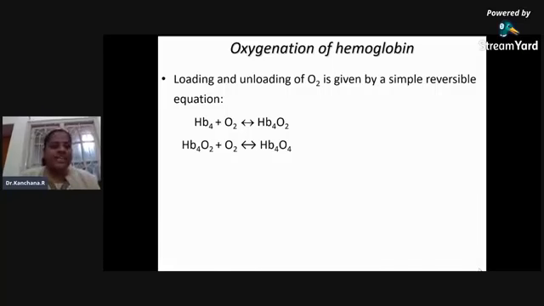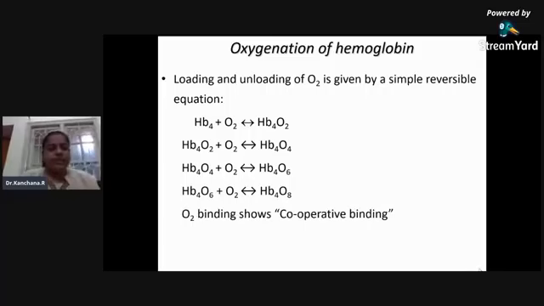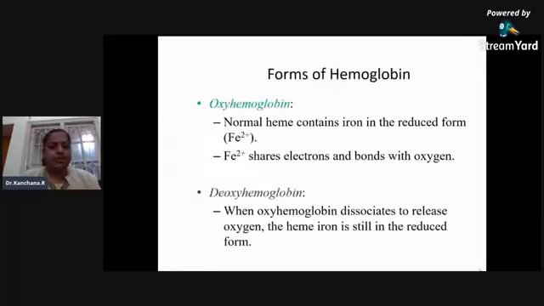When it combines the second part, Hb4O4 is formed. When it combines the third part, Hb4O6 is formed. When it combines the fourth part, Hb4O8 is formed. This oxygen binding shows cooperative binding. Now from the hemoglobin, I told you about oxyhemoglobin and deoxyhemoglobin.